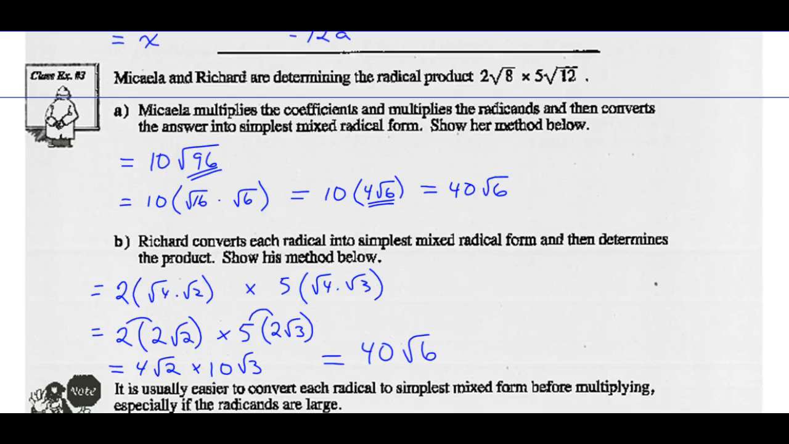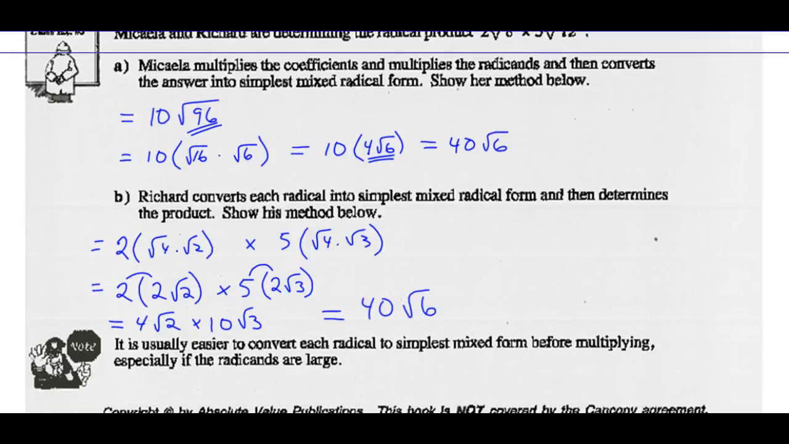So it doesn't matter which method you're doing, they both work. It's usually easier to convert each radical to simplest mixed radical form, like Richard did, before you multiply, especially if the radicals are really large. If we had a really large radicand here after multiplying, it makes it really difficult to simplify. But simplifying radical 8 and radical 12 is not that difficult. So I would strongly suggest we use Richard's method whenever we can. All right.